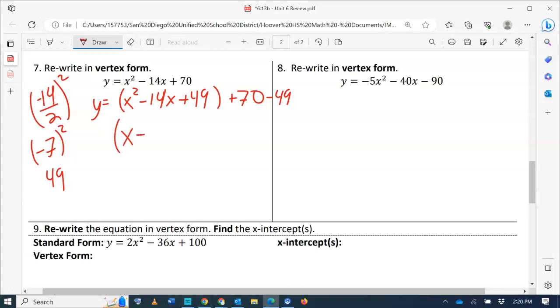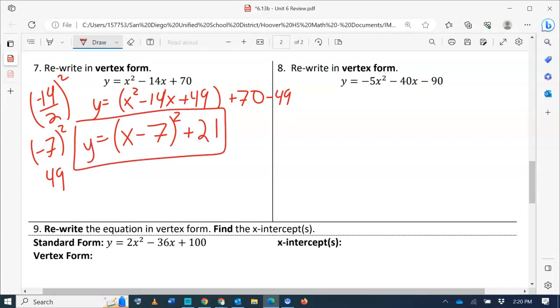This now becomes x minus 7 squared, and 70 minus 49 gives me positive 21, with the y equals out front. That's it. No more work there.